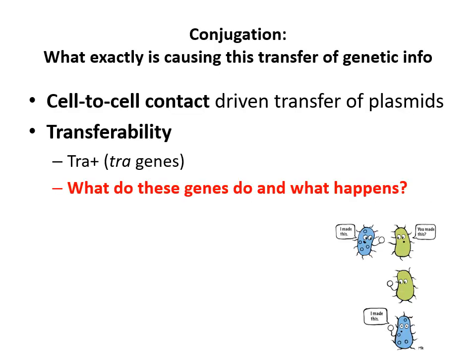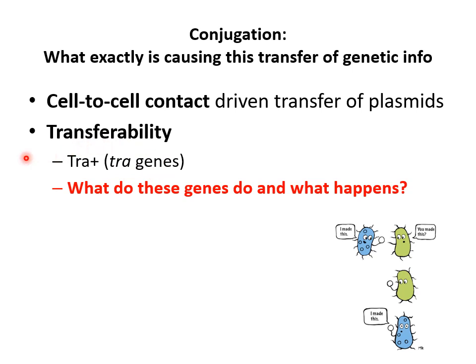So now, how are they actually getting these new genes in conjugation? Well, we already said they have to have cell-to-cell contact, and the way that they're able to have that special contact is through what's called transferability. So they have to have a special plasmid, which we call an F plasmid for fertility. F for fertility. And that F plasmid will have what's called TRA genes. So basically, they're transferability genes.